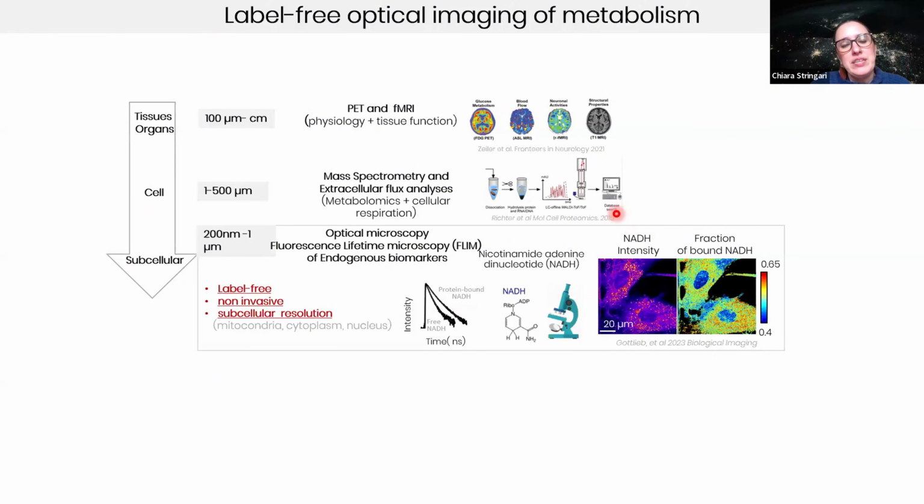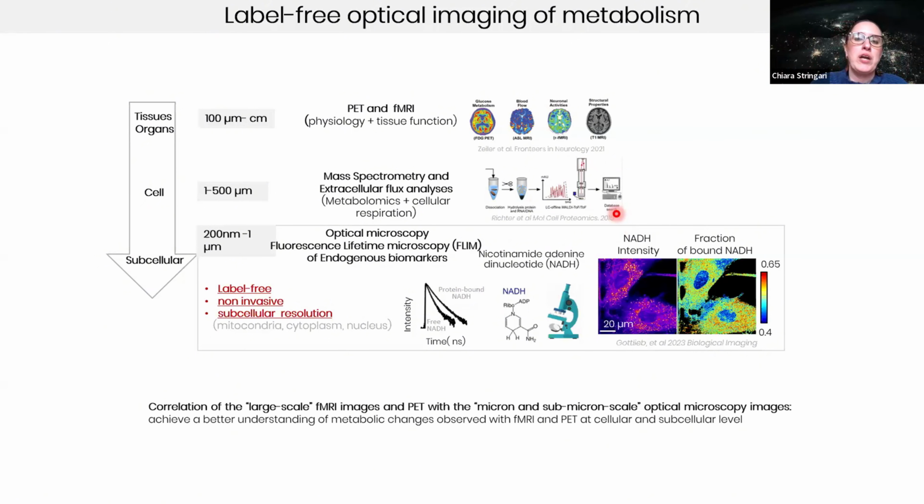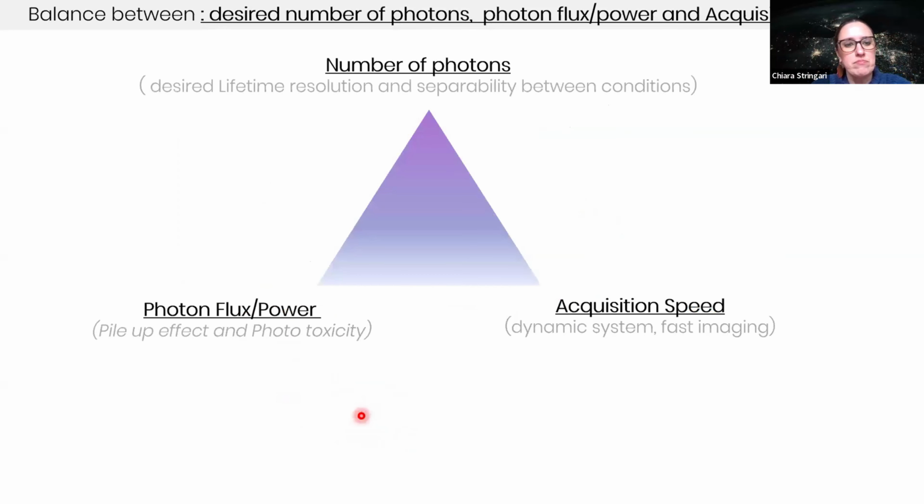So actually, we think that FLIM of endogenous biomarkers could also help to understand the other types of metabolic imaging, like fMRI in the brain or in other organs, to understand what are the contrasts and what is the source of metabolic changes at the cellular and subcellular level.